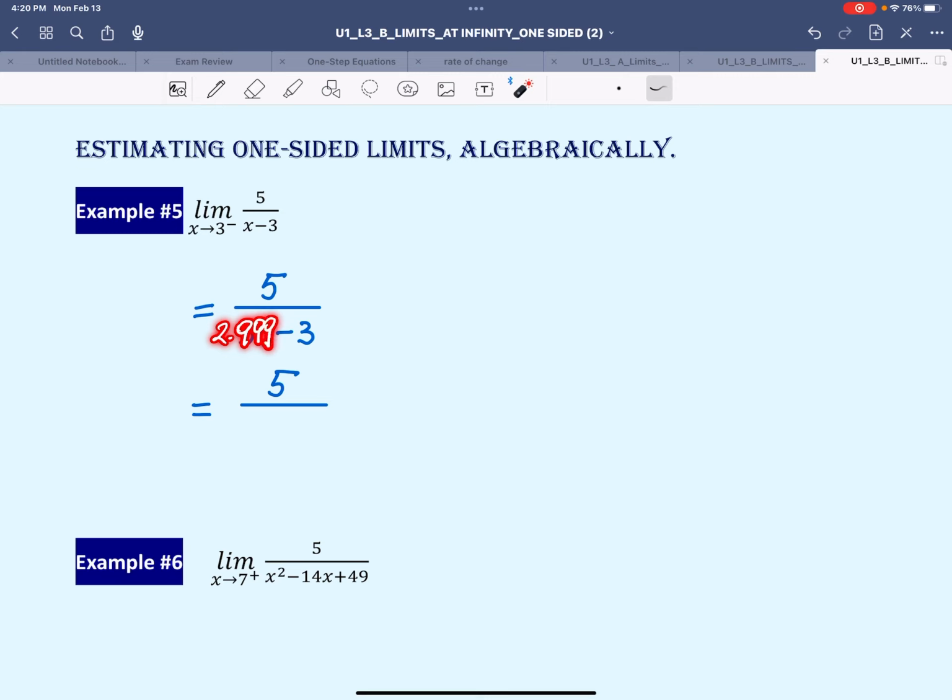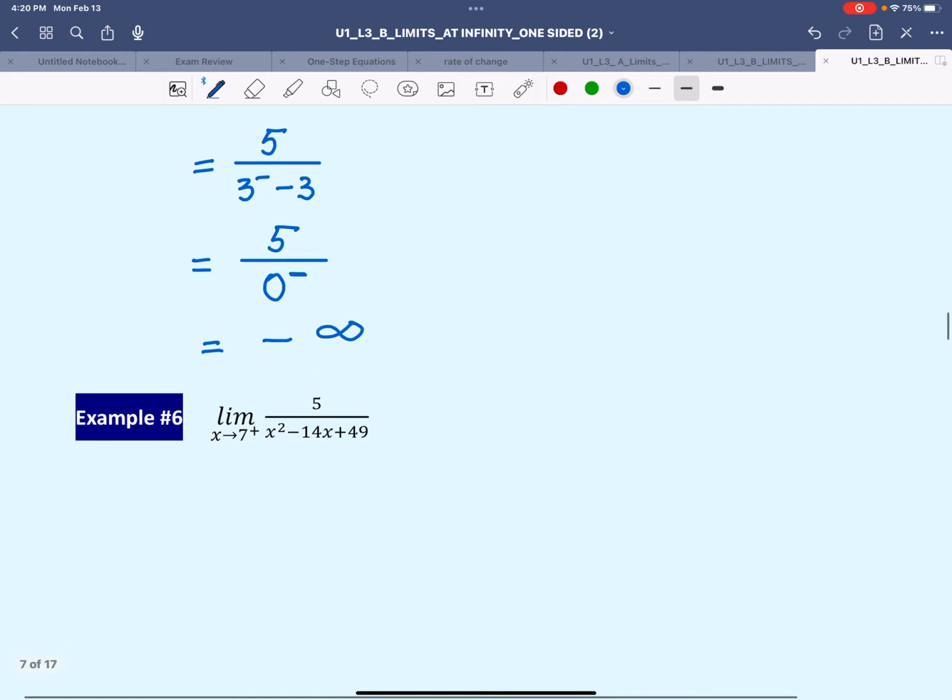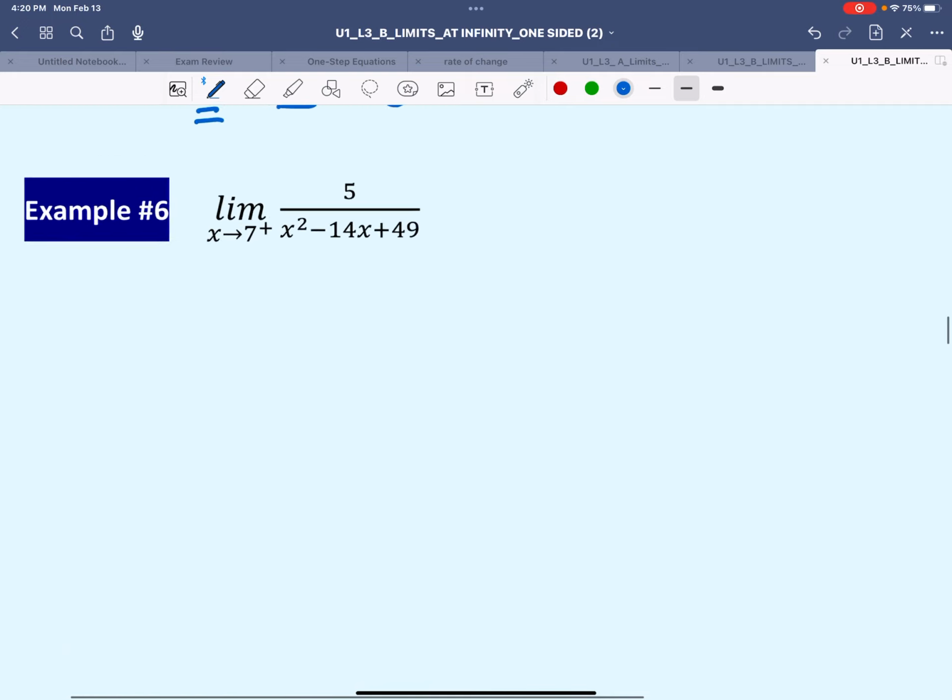So 2.999 minus 3, that would be a distance of almost 0, but it will be 0 minus because negative 3 is bigger than 2.999. And 5 divided by 0 minus, a positive constant divided by 0 minus, gives negative infinity. So voila, we're done. That's all we need to do for this example. Now let's continue with the next one.